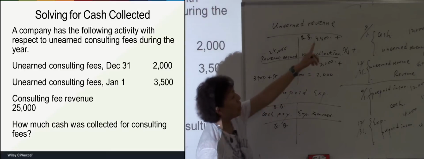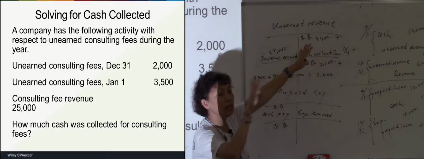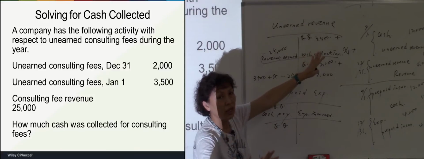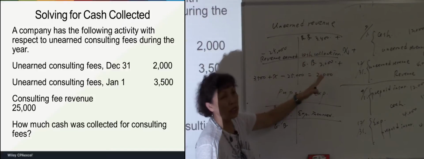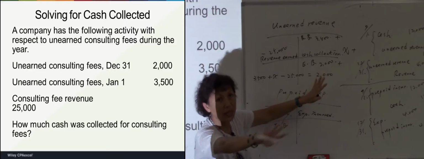Because it's a liability account, the beginning balance and its normal side is in credit. So if the question gives you a beginning balance and ending balance, you should put it in credit, in the right side.